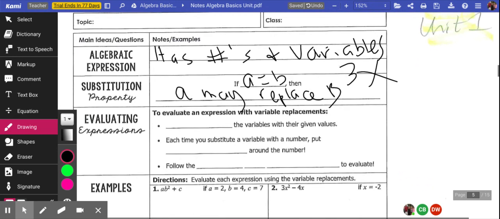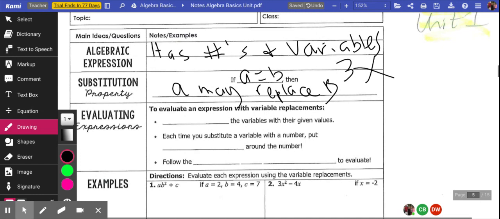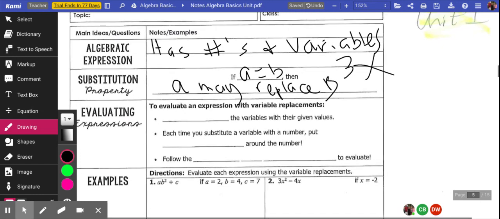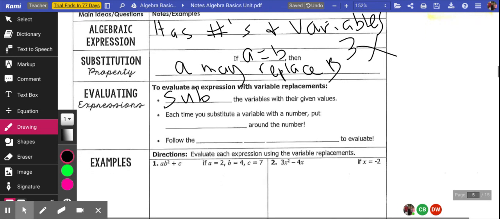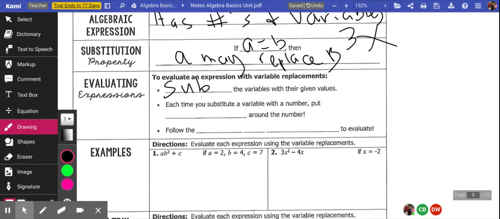To evaluate an expression with variable replacements, we substitute, and I'm just going to write the word sub. We substitute the variables with their given values. Each time you substitute a variable with a number, it's a good idea to put parentheses around that number. That's not a rule, but it's a good idea. Then you follow the order of operations to evaluate.